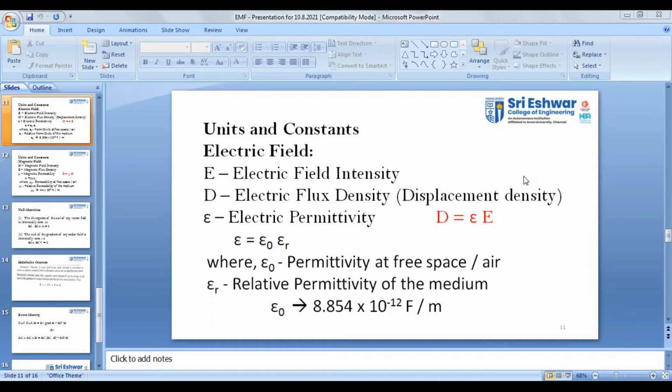So there is one relationship between this electric flux density and electric field intensity, that is capital D and capital E. How they will be related is D is equal to epsilon into capital E. So epsilon is equal to epsilon naught into epsilon r, where epsilon naught is the permittivity of free space or air medium or vacuum, and its value is 8.854 into 10 to the power minus 12 farad per meter.